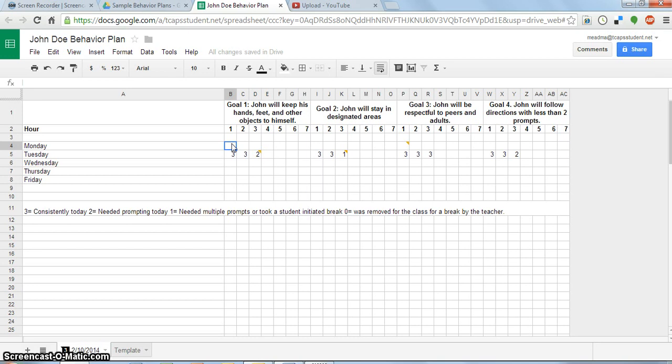So again, it's one more tool that allows us to get meaningful data that will allow us to help students to be more successful. And I hope that you enjoy using it.